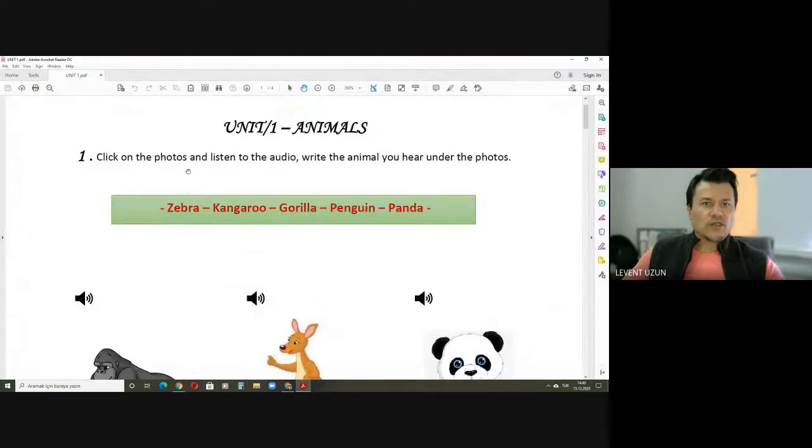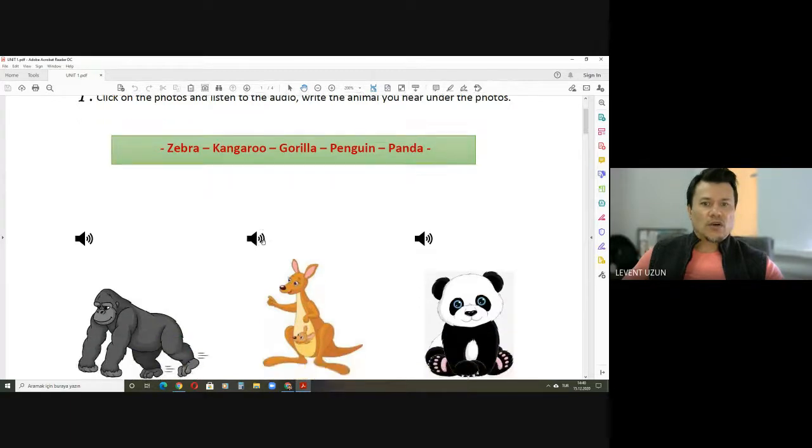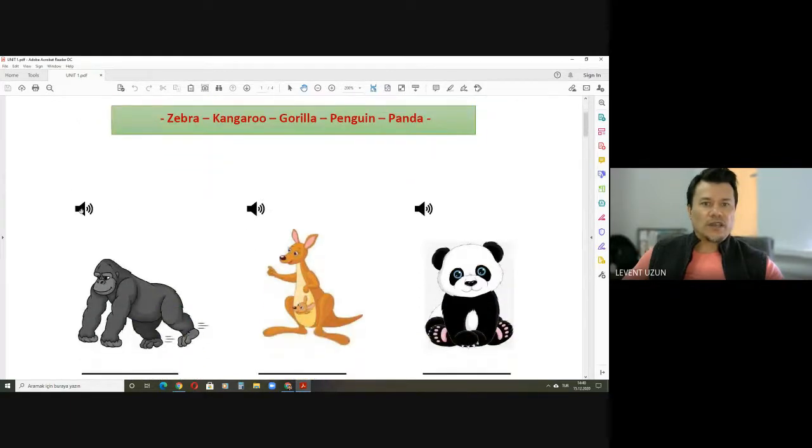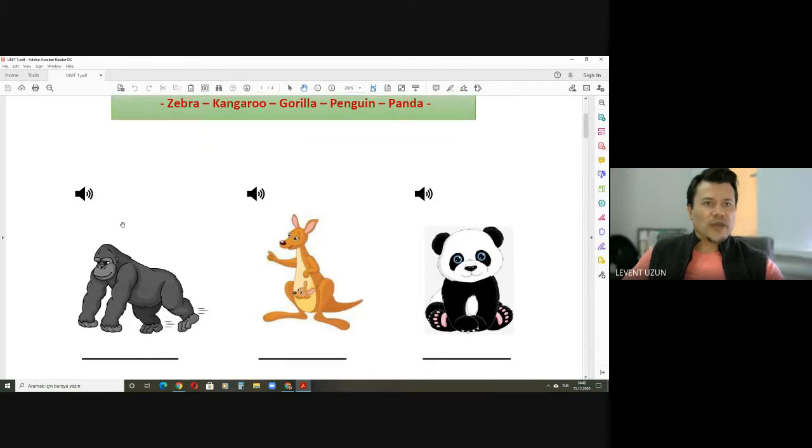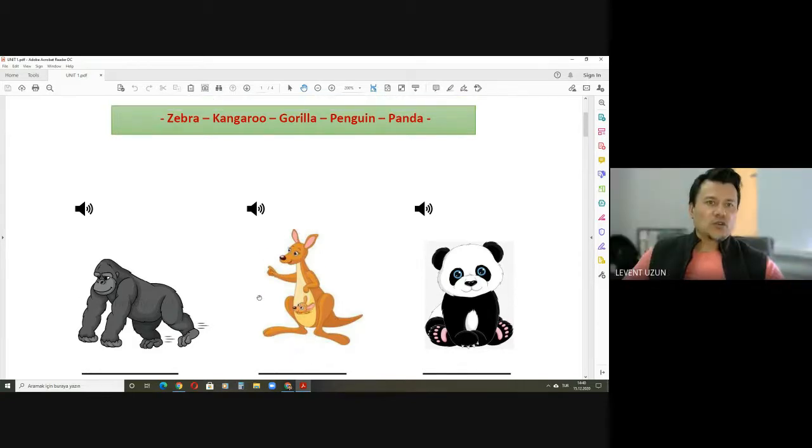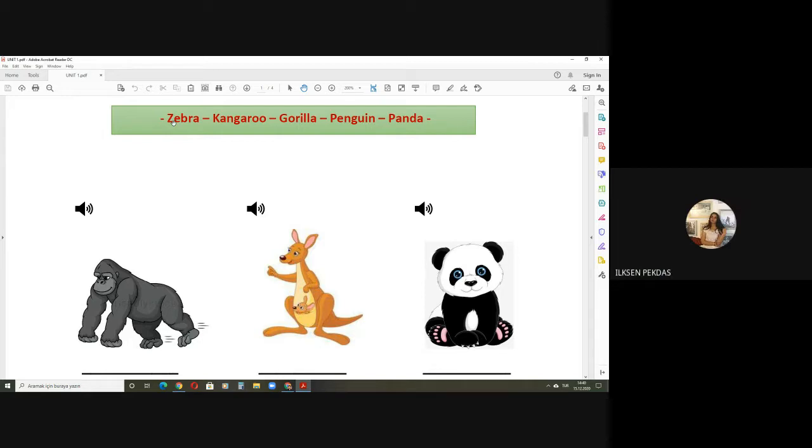Click on the photos and listen to the audio. Write the animal you hear under the photos. Okay, so you click here and then you hear the sound, and then you are expecting them to write gorilla here. Kangaroo here. So this is, again, you teach them how to write these words correctly in English. 1, 2, 3, 4, 5 words here. You teach them the correct spelling with the help of audios.